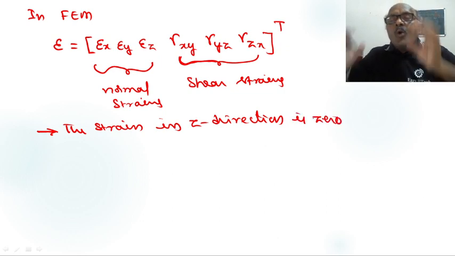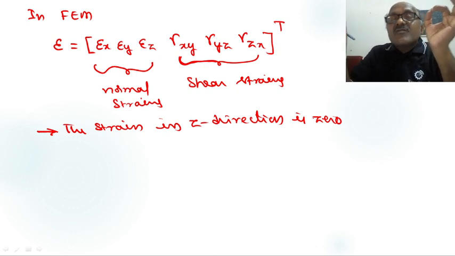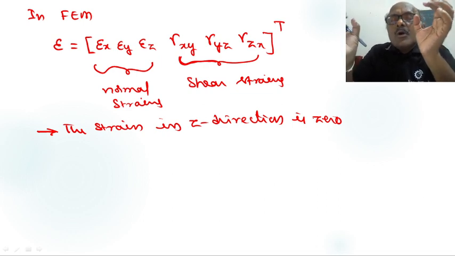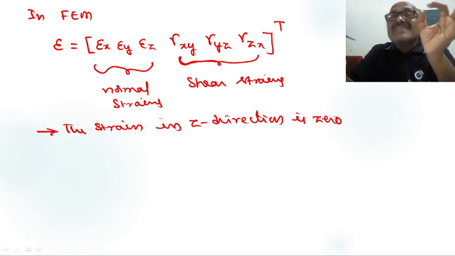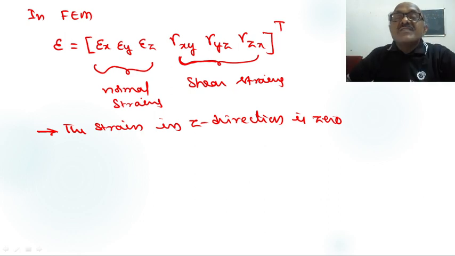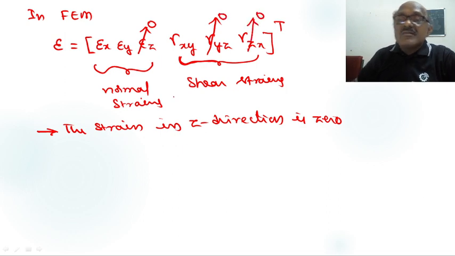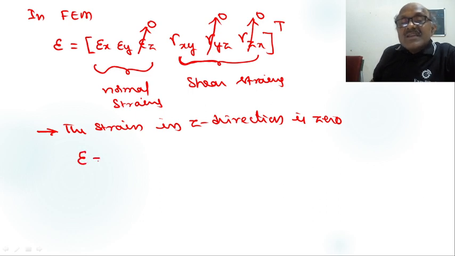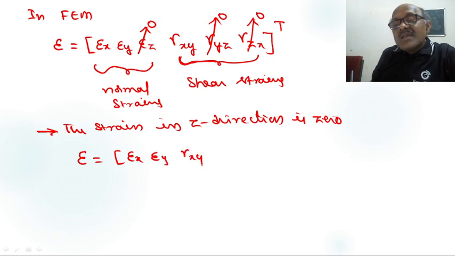That means whatever the strain terms associated with z are assumed to be 0. That is, the strain term in z direction is 0. This strain term is also associated with z, it is also 0. This term also, strain associated with z, is also 0. So the remaining strain terms are epsilon x, epsilon y, gamma xy, whole power transpose.